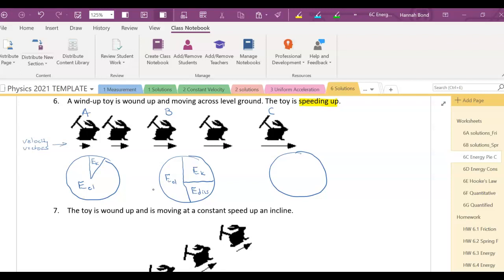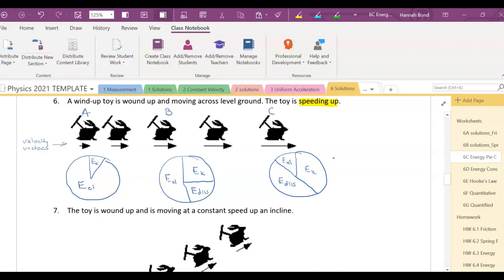Now at the end, the bunny is moving even faster, and so I want to show even more kinetic energy. The bunny has moved a longer distance, and so I'm going to show E-dis being bigger, and I'm still going to show a little bit of elastic potential energy. Once the spring is totally unwound, the rabbit will stop moving, but the rabbit is still moving, so I think there is still a little elastic potential energy here. But again, the important thing is the relative changes in the pieces of pie.